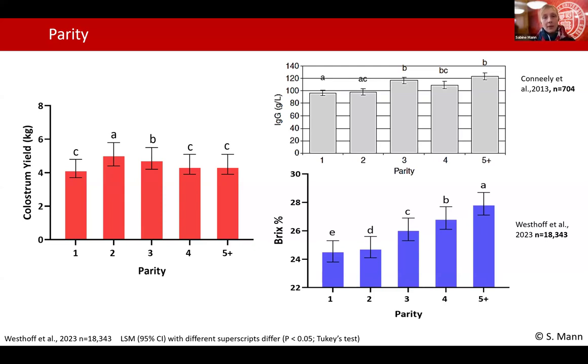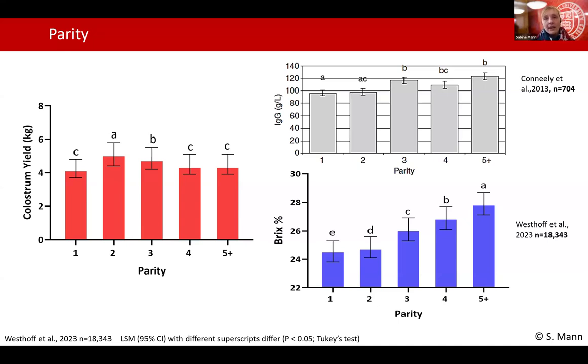As far as quality goes, these are the graphs on the right-hand side. Yes, heifers have lower concentration of immunoglobulins on average, but still, in most herds, most heifers make good quality colostrum, and so I would not discard heifer colostrum per se. I would test it according to the guidelines I showed previously using Brix percent, and make sure that you're selecting good heifer colostrum to be fed to calves as well.